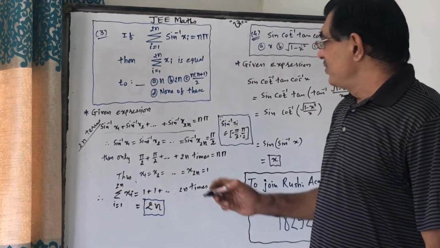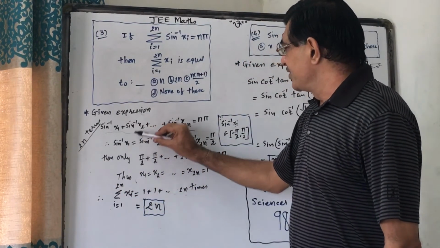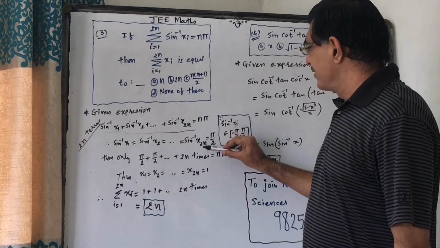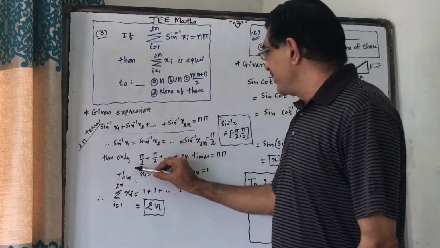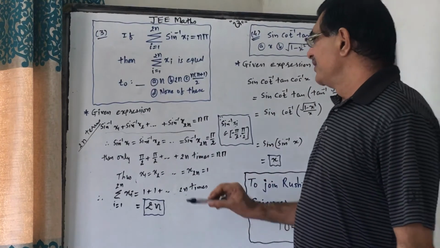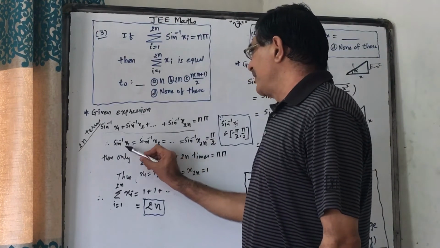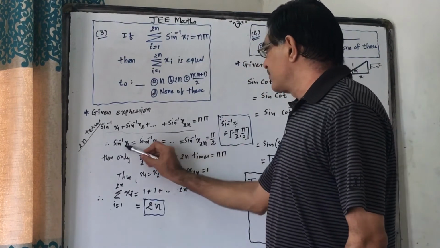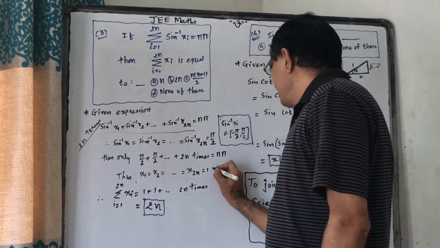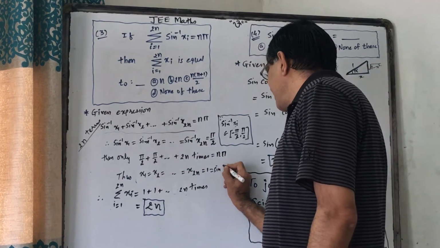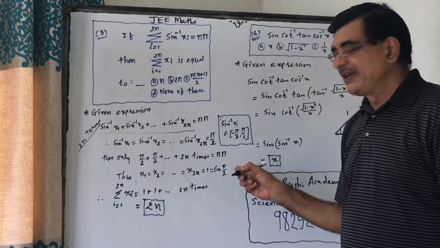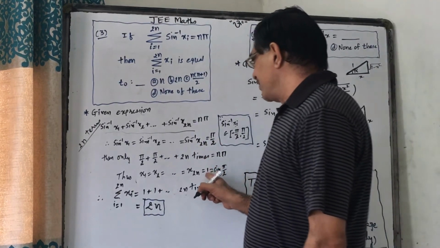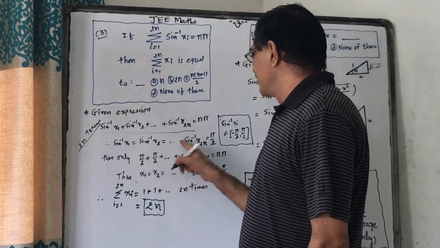So this is sin inverse of x1 equals sin inverse of x2 equals sin inverse of x of 2n equals pi by 2. Then only we can obtain this. Now see, if sin inverse of x1 equals pi by 2, x1 will be sin pi by 2. Similarly x2 will be sin pi by 2, and x of 2n will be sin pi by 2. And sin pi by 2 is 1. So each term has value 1.